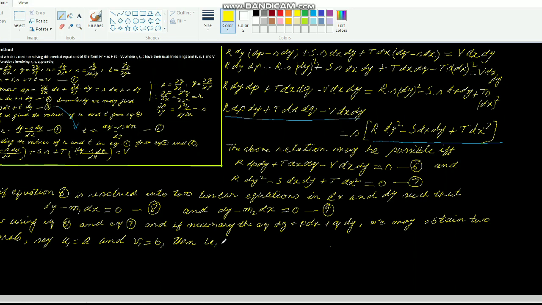Then u1 is equal to f of v1 is called an intermediate integral.